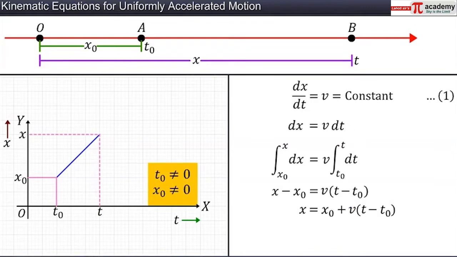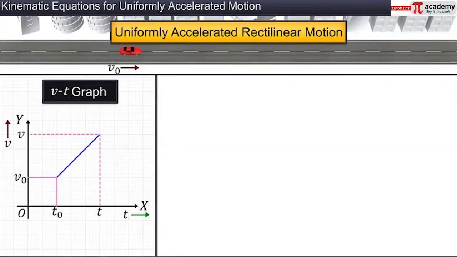This equation can be used when the values of x0 and t0 are both or either of them is equal to 0. In other words, the equation is applicable under all conditions. Now let's derive equations for uniformly accelerated rectilinear motion.